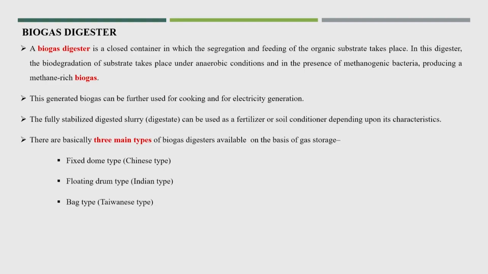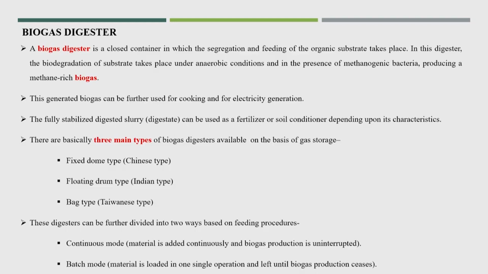There are basically three types of biogas digesters available. Fixed dome, which we normally call the Chinese type of reactor, floating drum type reactor, that is the Indian type, and the bag type of biogas reactor, that is the Taiwanese type. I will show you different photographs also, where these kinds of reactors are installed and already in working conditions.